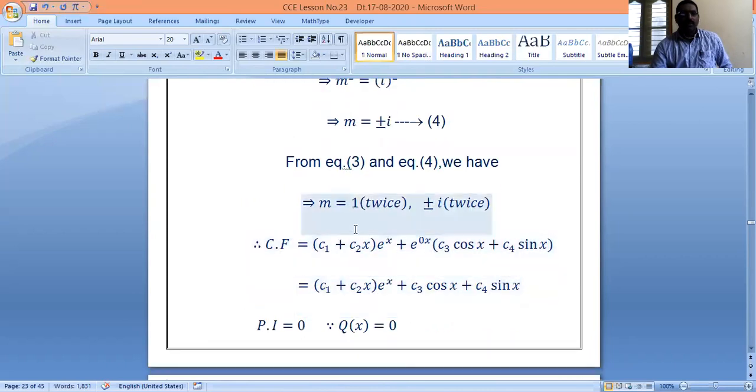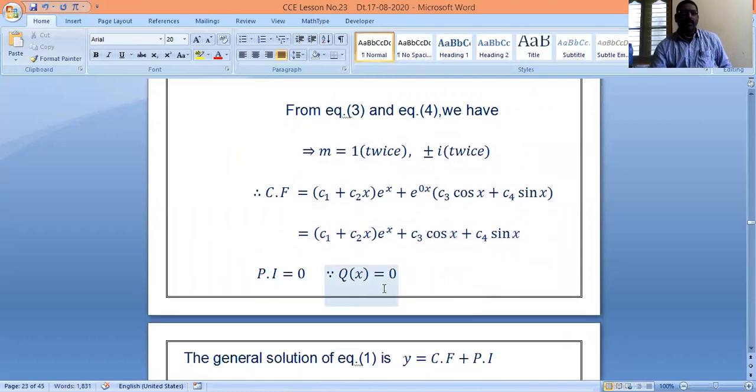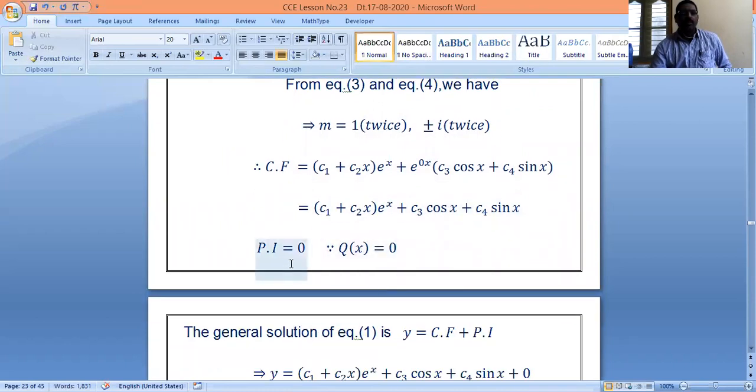Therefore, for m = 1 twice, we can write (c1 + c2 x) e^x. Plus, for ± i, the conjugate complex numbers, we can write e^(0x) (c3 cos x + c4 sin x). That is equal to (c1 + c2 x) e^x + c3 cos x + c4 sin x. Since Q(x) = 0, therefore PI is also 0.